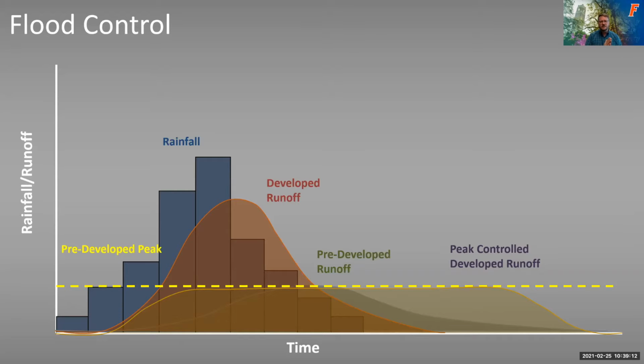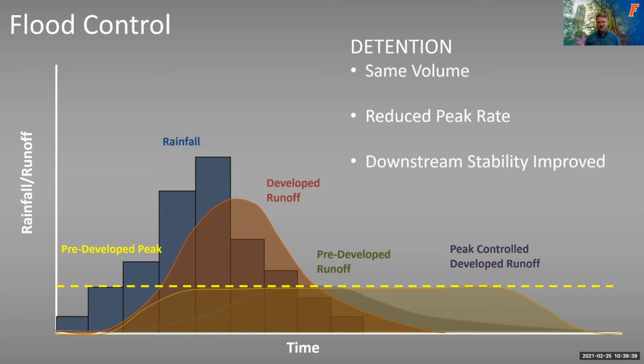And instead of having water going off as quickly as it's produced with our developed runoff, we have this peak controlled developed runoff. Essentially, we've taken that large peak that comes from a developed runoff, and we're stretching it out so that it doesn't exceed that dotted line, this pre-developed peak. This is basically implementing detention. And we see this implemented throughout the state in a lot of stormwater ponds. So with detention, we have the same stormwater volume. We're not necessarily reducing it. We are reducing the peak rate, and downstream stability is being improved.